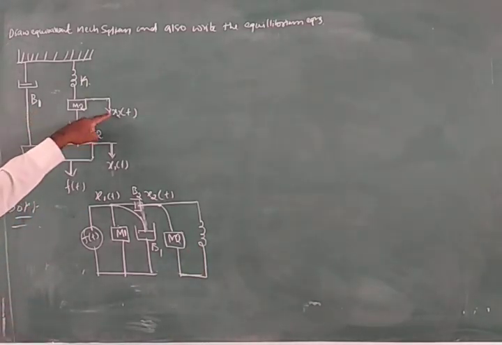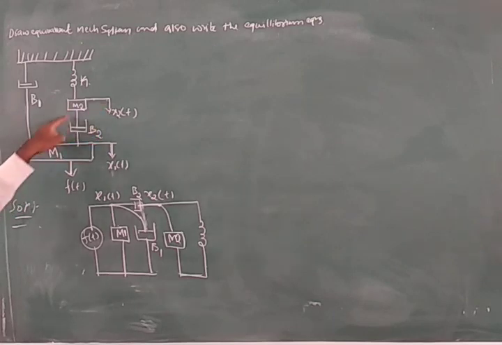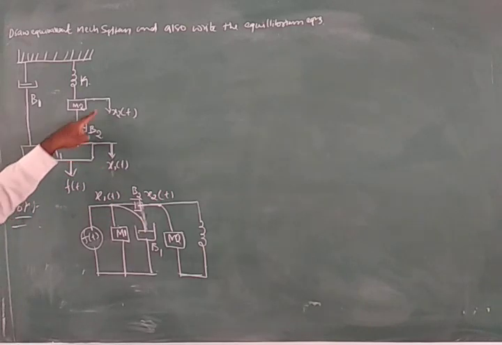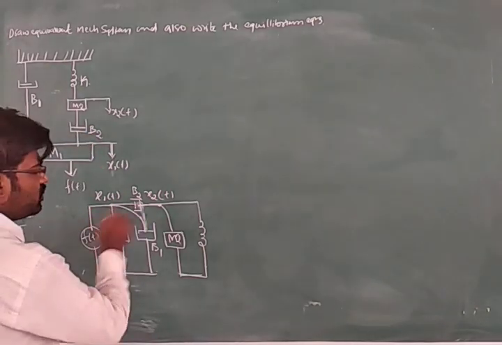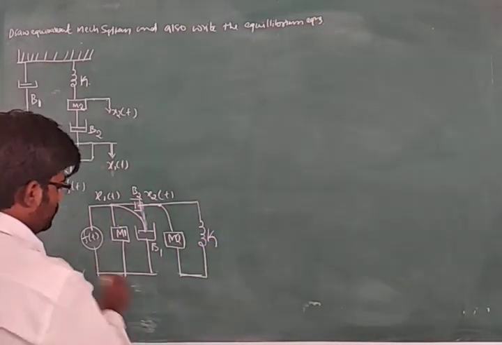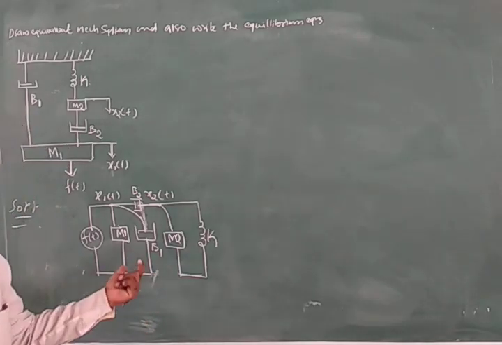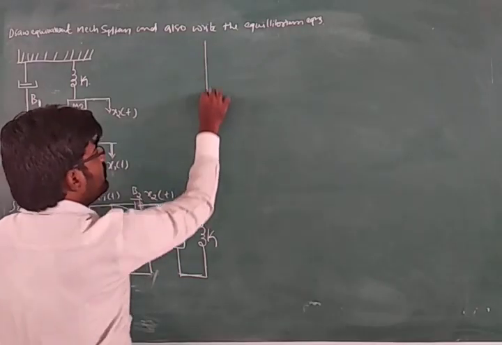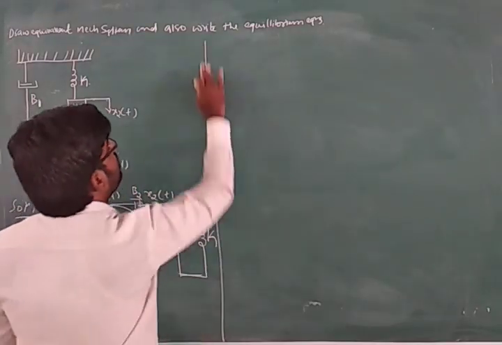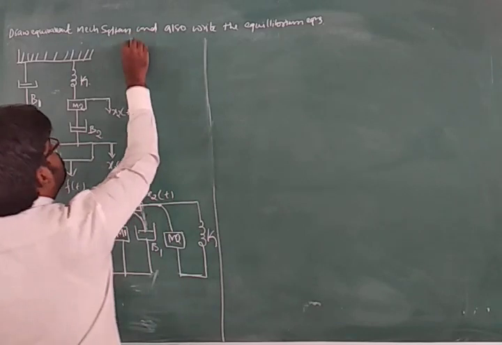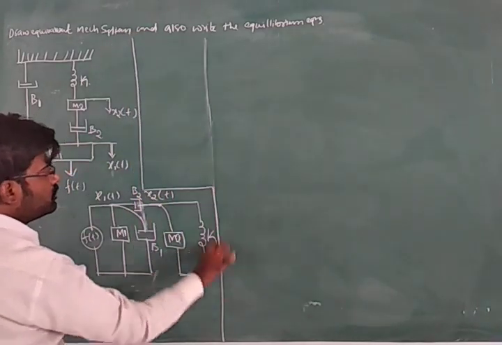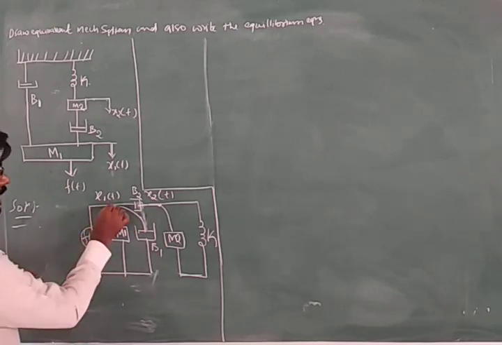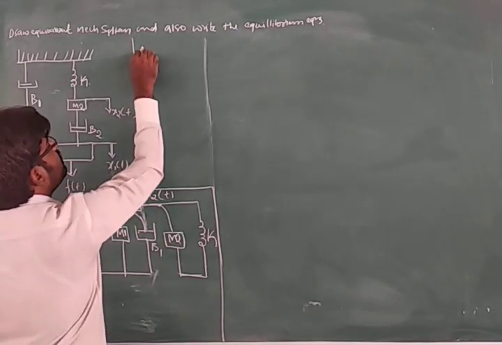Anything else which is connected to x2? Nothing. B2 we already wrote here. B2 is connected between x2 and x1, that I already shown here. This is k. Now write the equilibrium equations with respect to this equivalent mechanical system. So how to write the equilibrium equations? You see here. At node 1, one by one you take. At node 1, write the equilibrium equations.